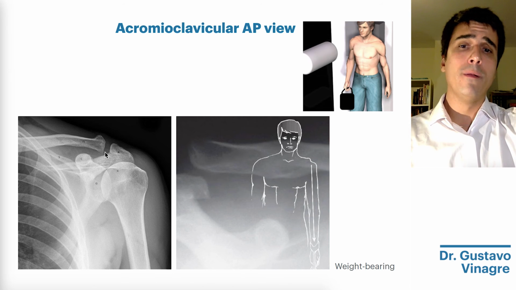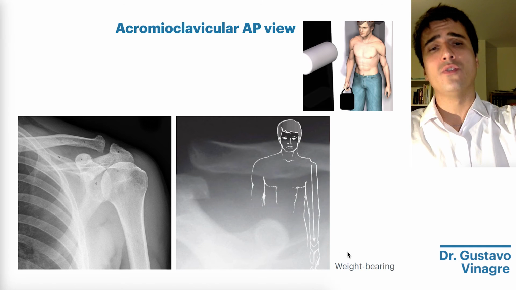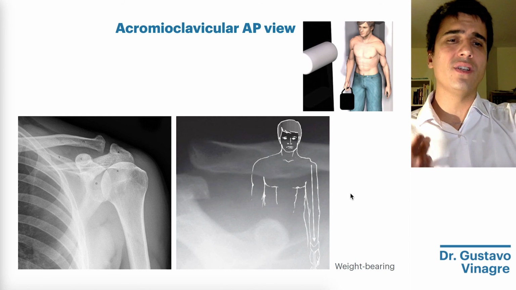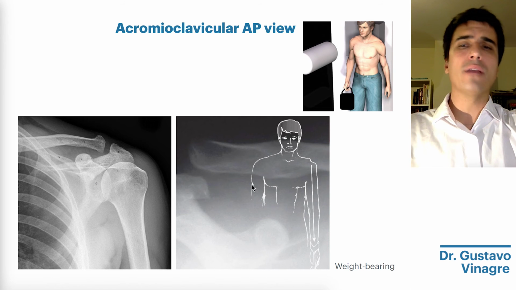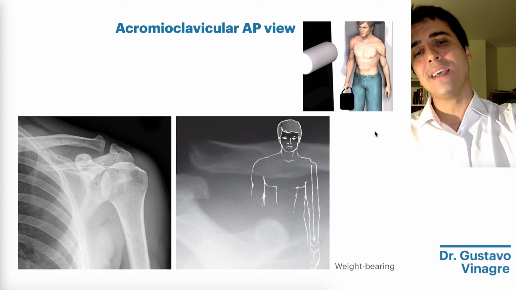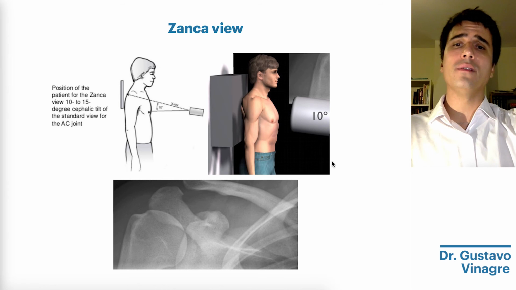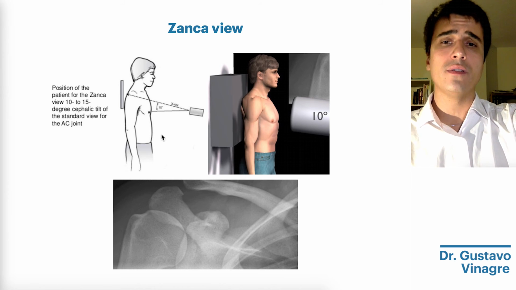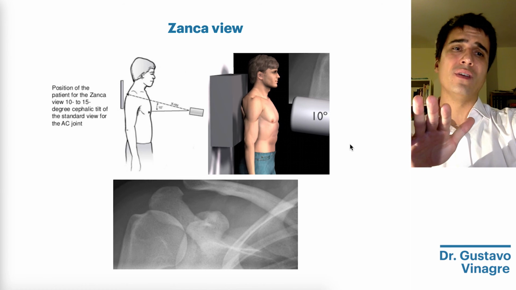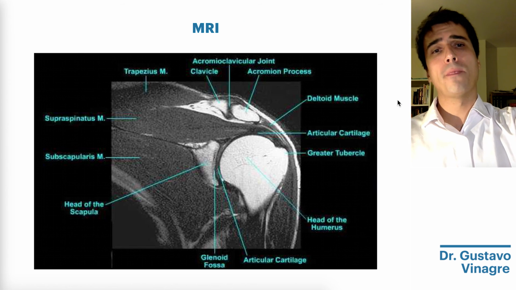You see all the acromioclavicular joint. So if the patient had a dislocation and you want to see the AC joint, you can put the patient with some weight, and it can exaggerate the dislocation. And the Zanca view is very useful too for AC joint dislocations, because it's when you do the X-ray with 10 degrees of cephalic tilt, so it's very useful.